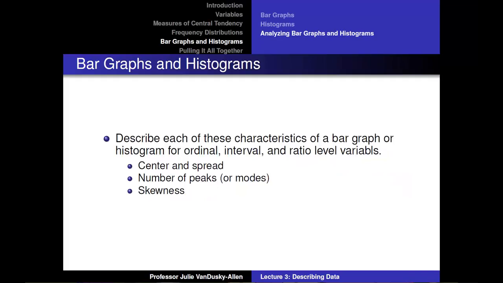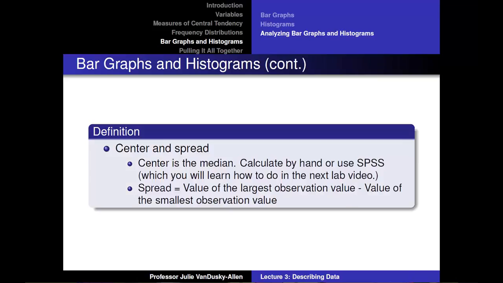Now I'm going to show you how to describe a bar graph or histogram for ordinal, interval, and ratio level variables using the following characteristics: center and spread, number of peaks or modes, and skewness. The center of a bar graph or histogram is where the median is located. You can calculate this by hand or use SPSS to do it, which you will learn how to do in the next lab video.